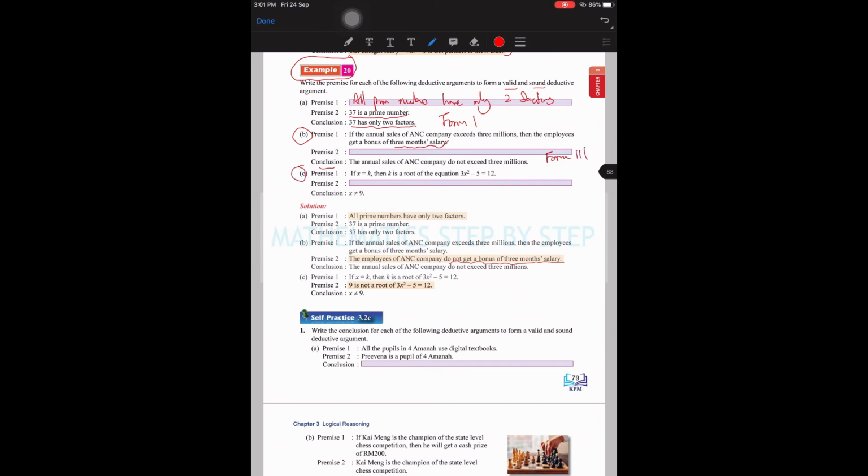Then lastly, if x equals to k, then k is a root of the equation 3x squared minus 5 equals to 12. Then the conclusion made, x is not equals to 9. So premise 2 should be 9 is not a root of 3x squared minus 5 equals to 12. And again, this is in form 3, okay?